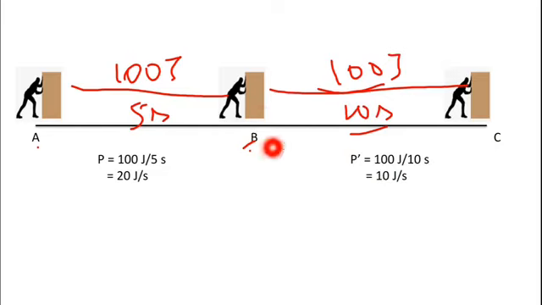So it is clear that from A to B, he is spending 20 joules of energy every second, but from B to C, he is spending only 10 joules of energy every second. It means from A to B, he has more power, but from B to C, he has less power. So in this whole journey from A to C, the person has different powers. If we want to calculate overall power from A to C, then we need a term, average power.